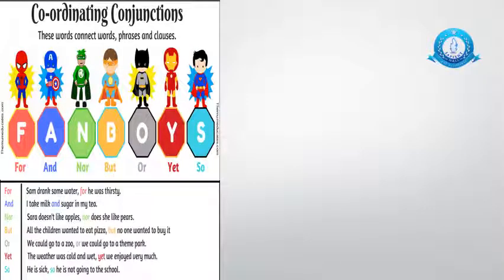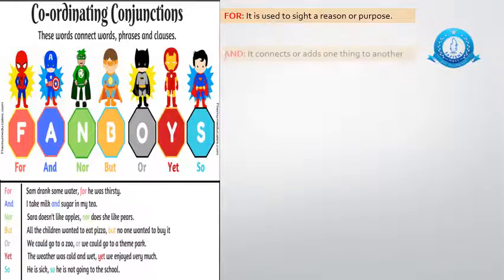Right, let's jump right in with the coordinating conjunctions. Now I can use a mnemonic to remember this: FANBOYS. F for, A for and, N for nor, B for but, O for or, Y for yet, and S for so. So let's go through these conjunctions and what they mean. So, for is used to cite a reason or a purpose. So, Sam drank some water for he was thirsty, giving you a reason.